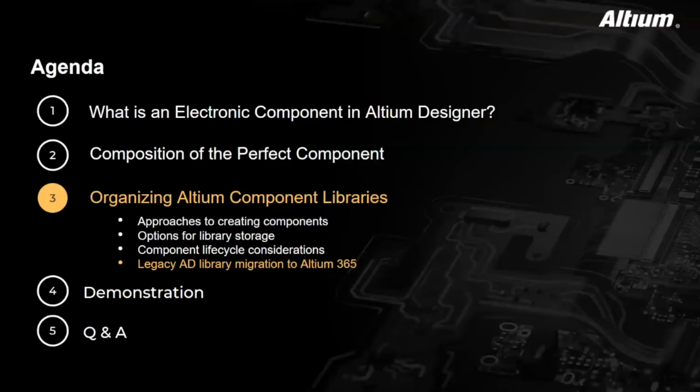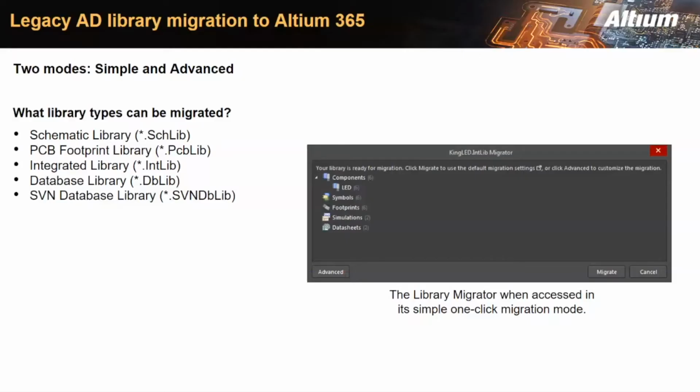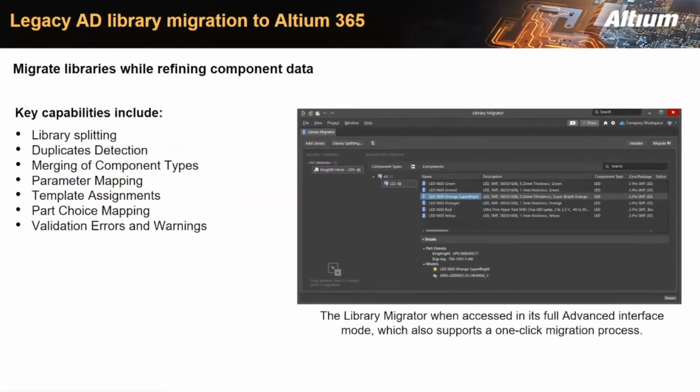Now let's move on to discussing the Altium Designer Libraries Migrator. The library migrator has two primary modes, simple and advanced. I have listed the library types that can be migrated. The screenshot is of the simple mode and I'll cover this in the demonstration. Suppose we have legacy libraries like in the screenshot. These libraries can be easily uploaded to the Altium 365 workspace by using this library migrator, which I will showcase during the demonstration.